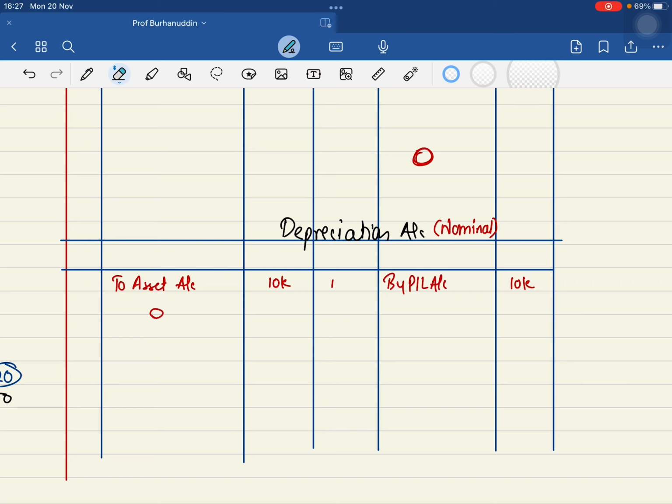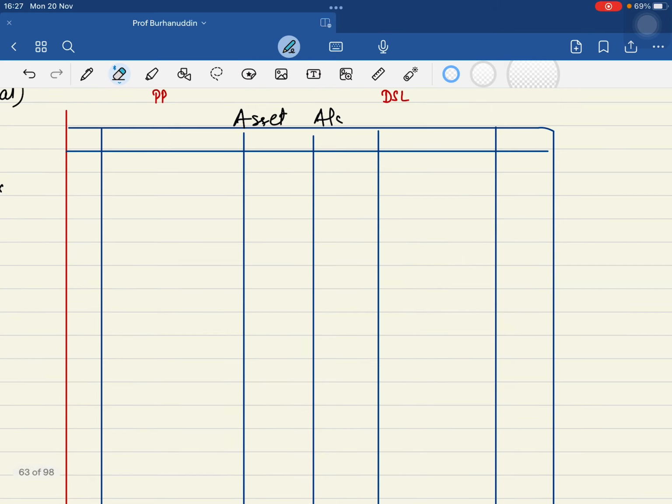Do you understand this? पक्का? ठीक है. When we'll do the question तो ज़्यादा clarity आ जाएगा. But as of now, do you understand this? And asset तो you do know it's a real account, है ना sir?